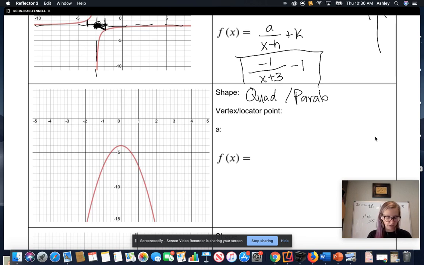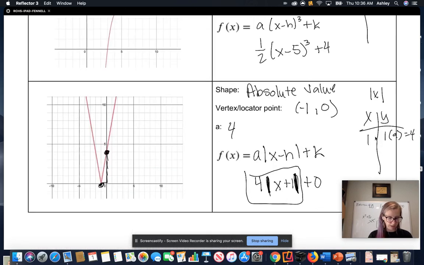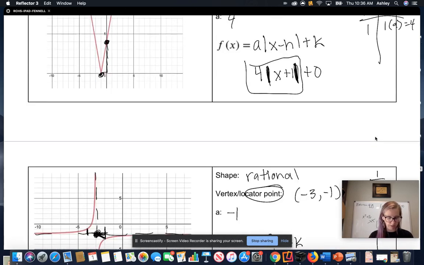This has a vertex. Oops. Oh, come on. Vertex. This one has a locator point. This one has a vertex. Going back to those, sorry about that.